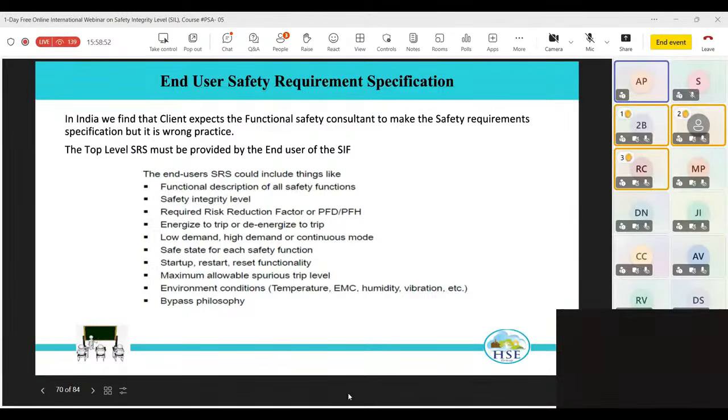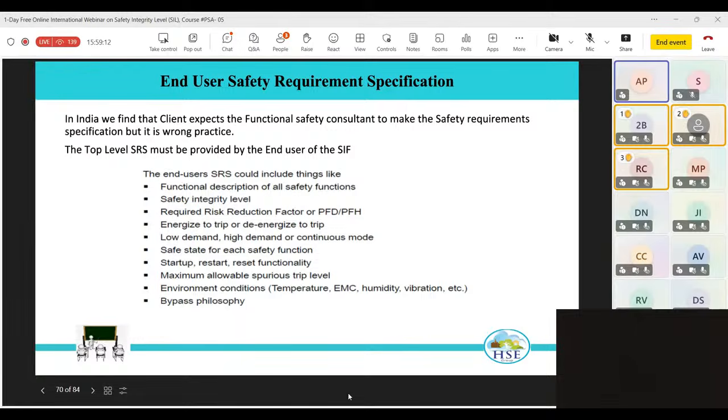Now we need to define energized to trip or de-energized to trip. There are two philosophies: either we de-energize the valve to trip and then the pressure will be controlled, or we energize the valve and then the pressure will be controlled. Here it is de-energized to trip.